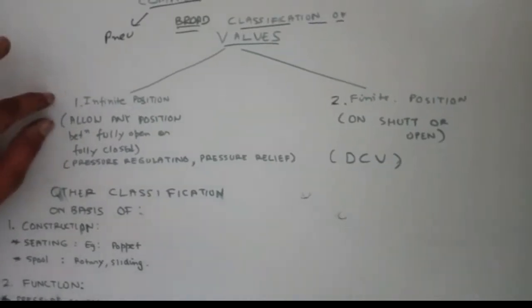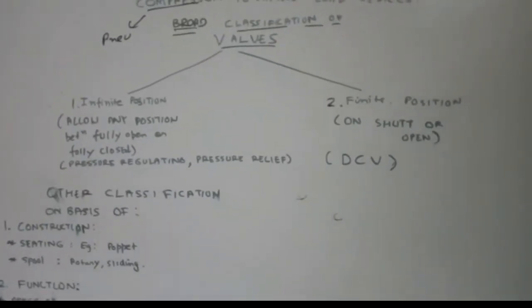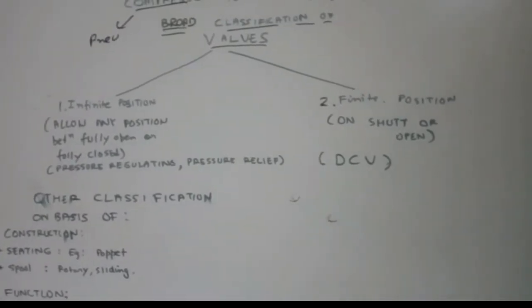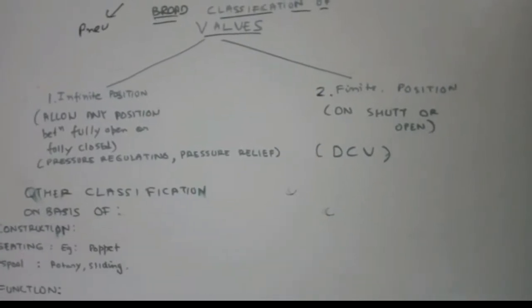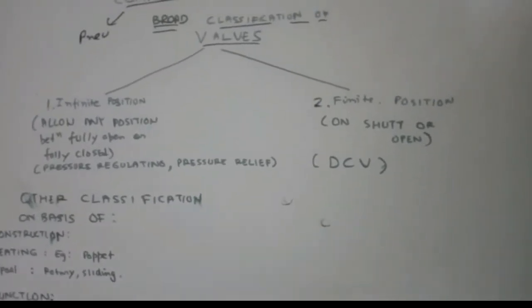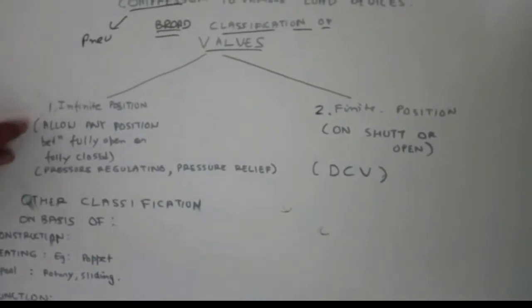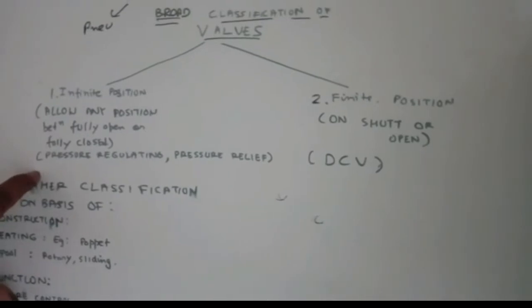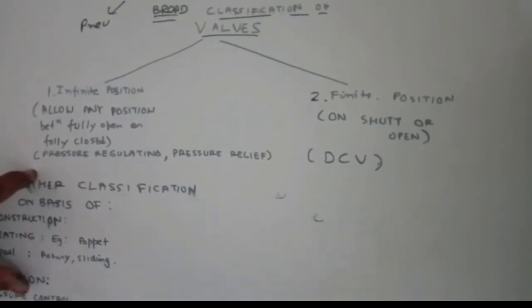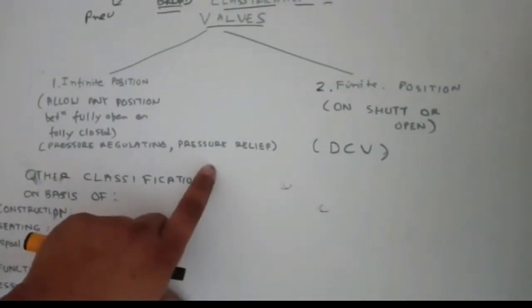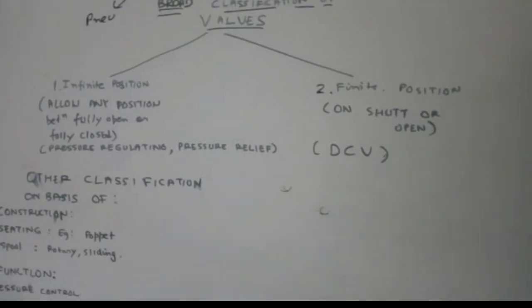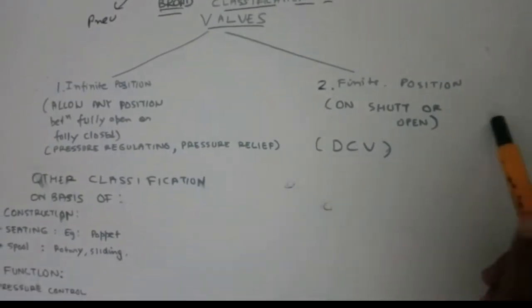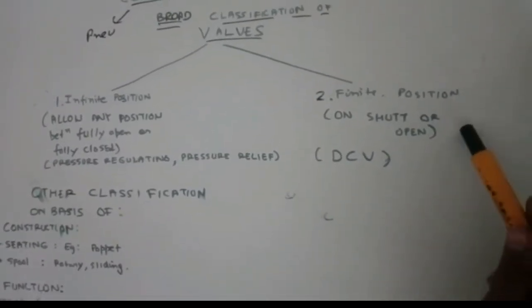Infinite position valves are basically like the regulator of a fan, through which we can control the speed of the fan. If we want to run a fan at number 1, we can. If at number 5, we can. These allow any position between fully open and fully closed. Like a pressure regulator, or pressure relief valves, which can be open, which can be closed, but which can be at any intermediate position between the two.